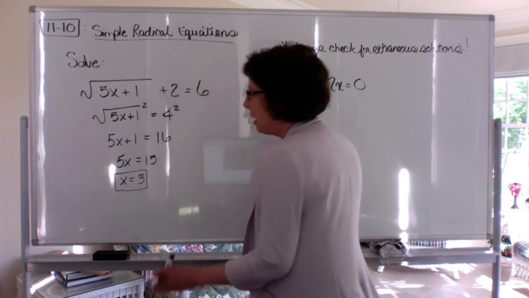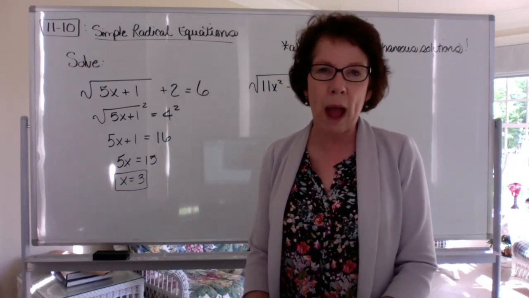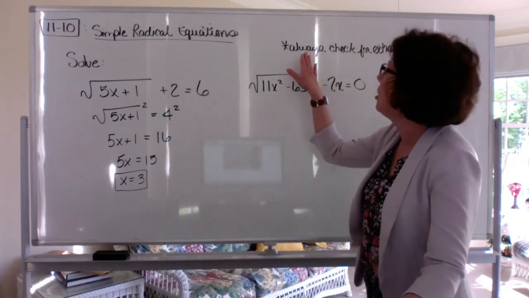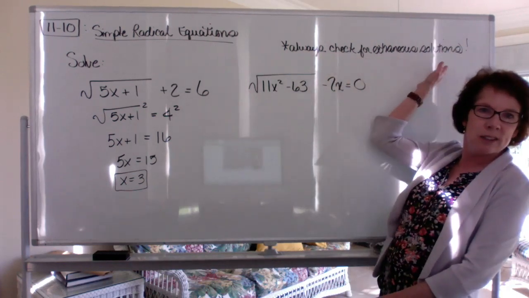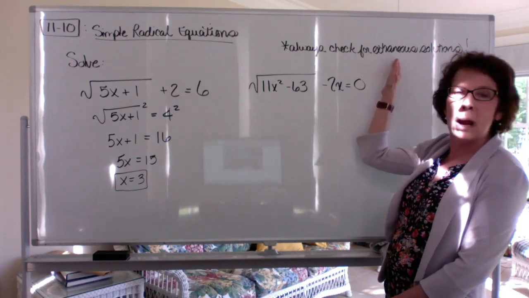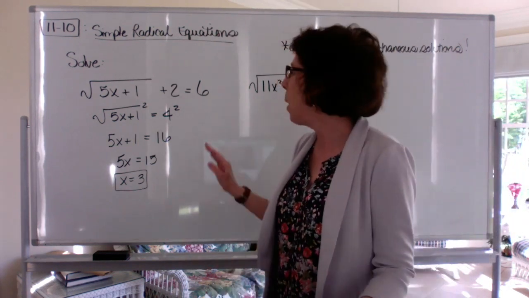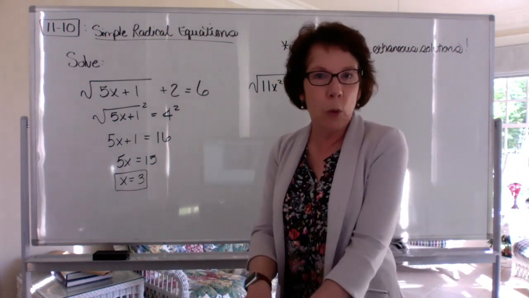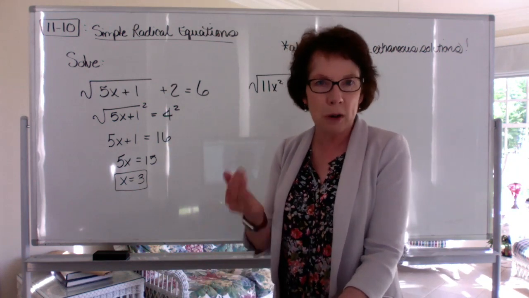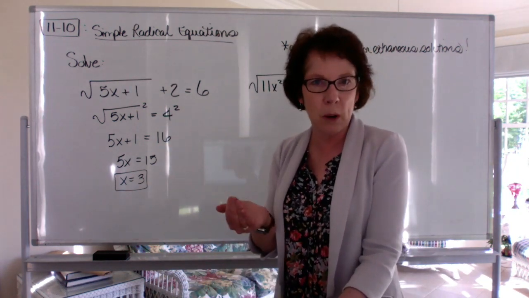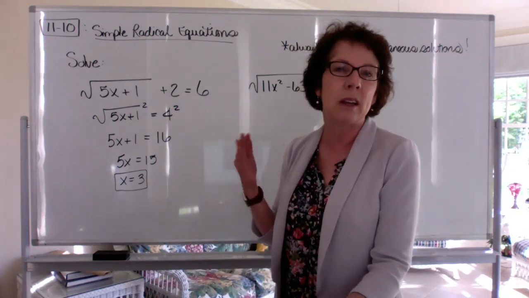Now, let me tell you something very, very important about solving a radical equation. You always need to check for extraneous solutions. What that means is when you square both sides of an equation, sometimes you come up with solutions that really do not work, that do not make the equation true. That's what an extraneous solution is. It's one that does not work.